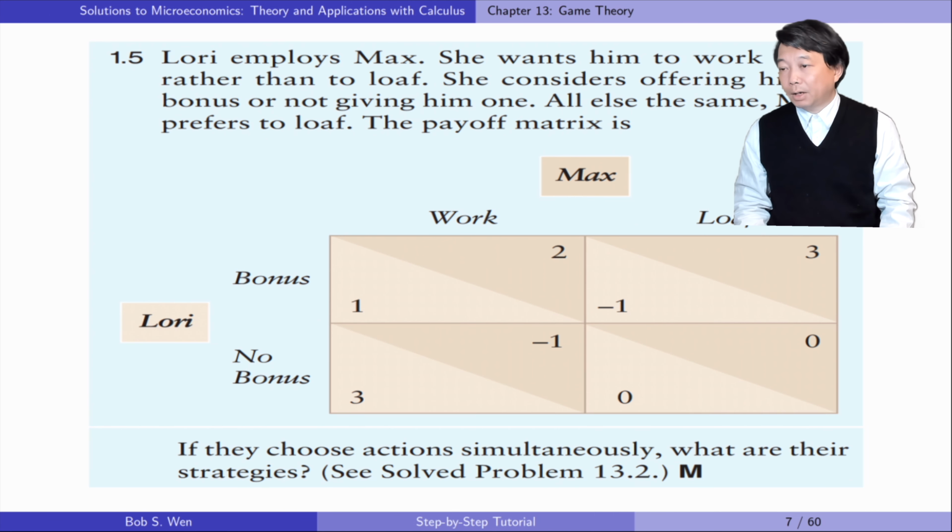Let's go to exercise 1.5. Laurie employs Max. She wants him to work hard rather than to loaf. She considers offering him a bonus or not giving him one. All else the same, Max prefers to loaf. The payoff matrix is as follows. If they choose actions simultaneously, what are their strategies?